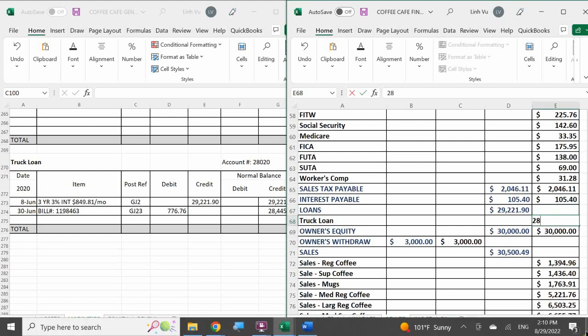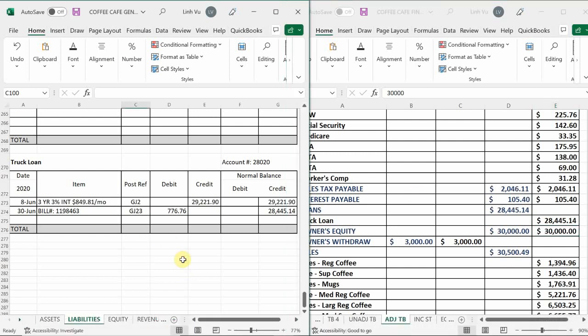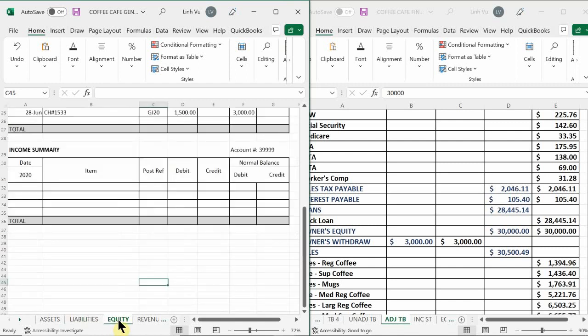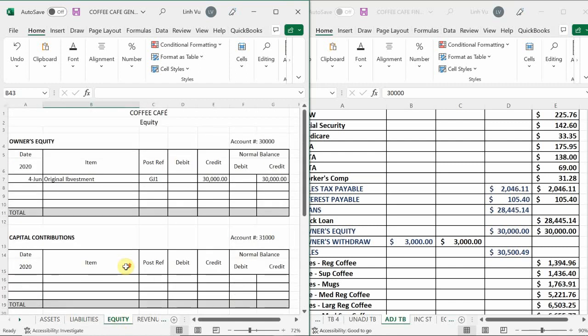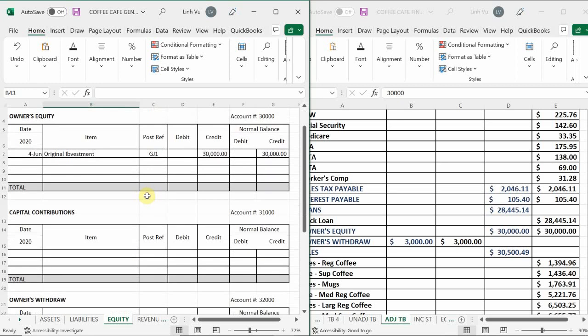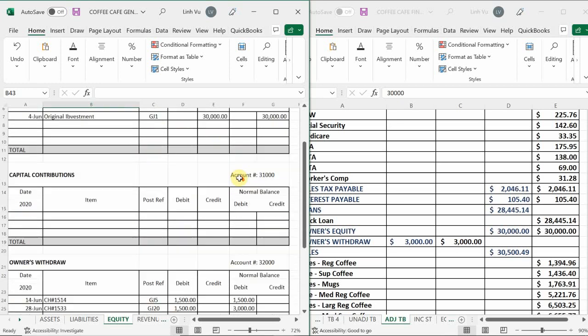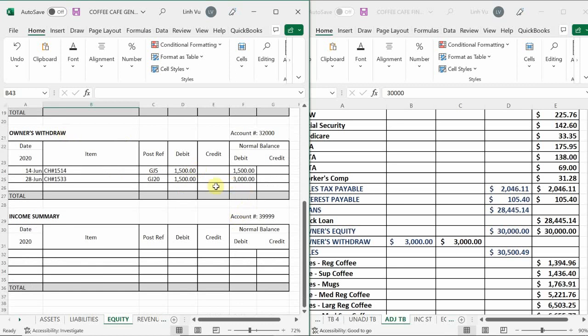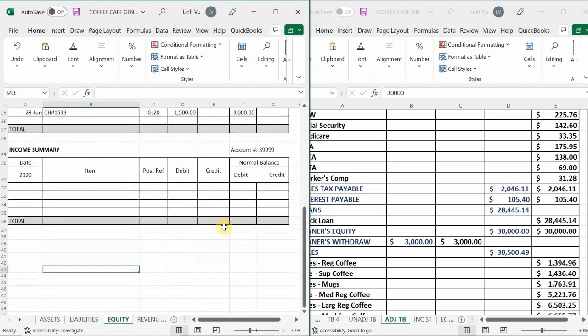It's $28,445.14. Okay. And that is it for my liabilities. Next one, equity. Any changes to equity? My owner's equity is still $30,000. My no capital contributions, owner's withdrawal is still $3,000, and no income summary.